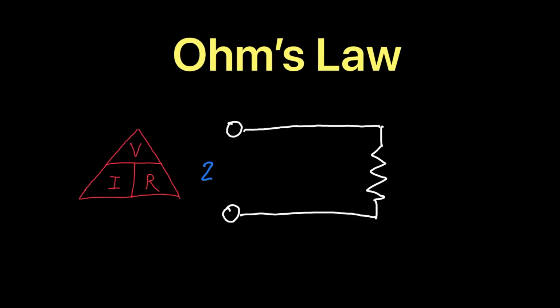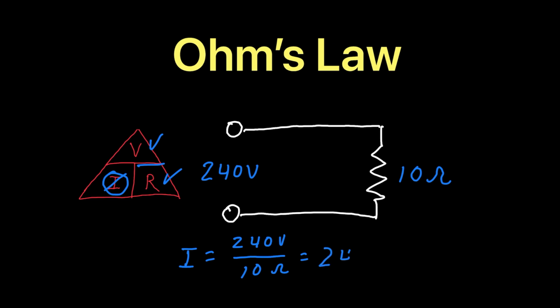Here are some examples. Suppose you have a 240 volt source and a 10 ohm heating element in a circuit. If you wanted to find the current, you would cover up the I on the Ohm's law triangle and you would have voltage divided by resistance. Thus, you would have 240 volts divided by 10 ohms for a current of 24 amps.